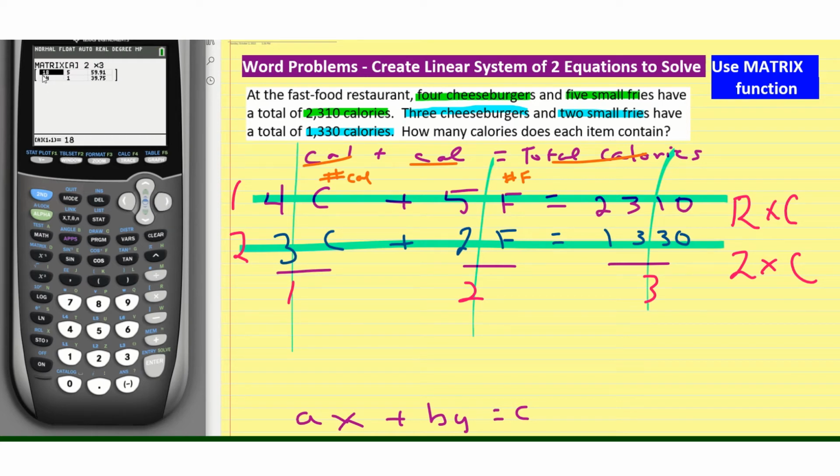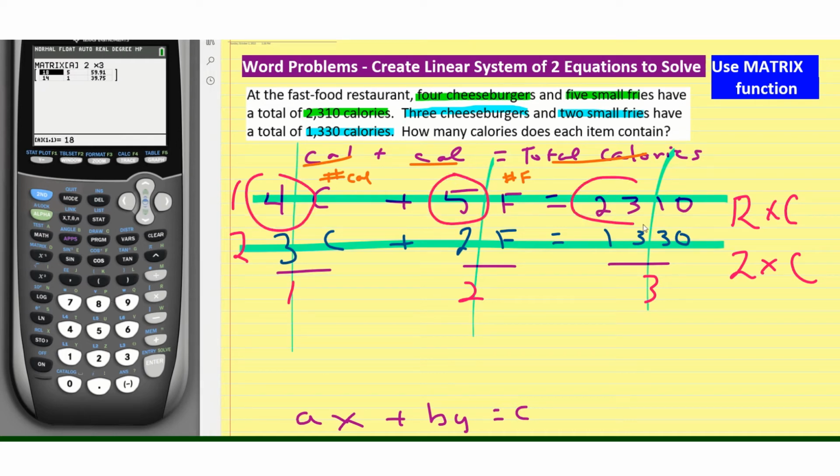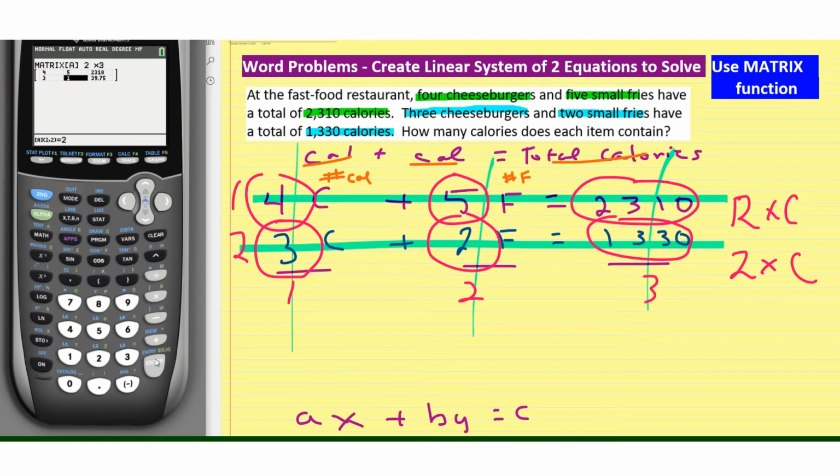Okay, so it's already set up for a 2 by 3 matrix, so let's go ahead and edit our numbers. We're going to right arrow over to the first block, and we're going to put in the 4, and then the 5, and then 2310. So 4, enter, 5, enter, 2310. So there's my first row, and then I'm going to put in the second row: 3, 2, and 1330. So 3, enter, 2, enter, 1330. Okay, so now we just double check and make sure we have all the correct numbers in there.